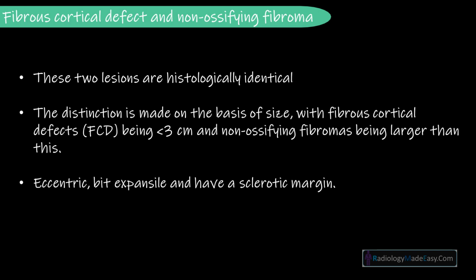It is worth remembering some key features about fibrous cortical defect and non-ossifying fibroma. Please remember, these two lesions are histologically identical. Therefore, the distinction is made on the basis of size, with fibrous cortical defects being less than 3 cm and non-ossifying fibromas being larger than this. Also, these are eccentric, a bit expansile and have a sclerotic margin.